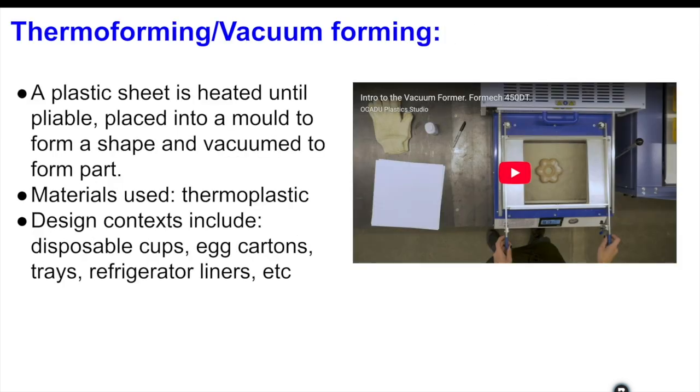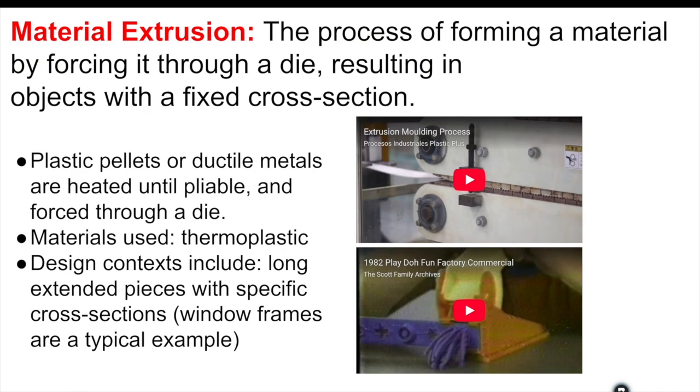You can have a plastic sheet that is heated until pliable, placed into a mold to form a shape, and vacuumed to form the part. You can watch this video to see how that works. We're going to be using thermoplastics with this, and the design context includes disposable cups, egg cartons, trays, refrigerator liners, that kind of thing.